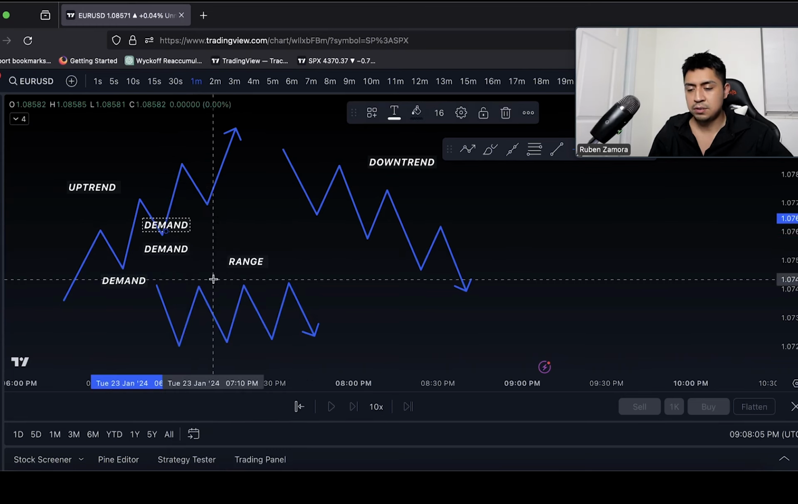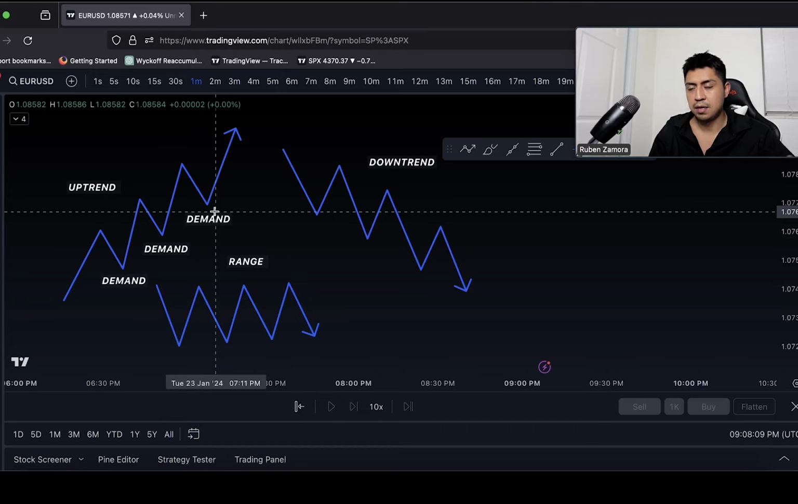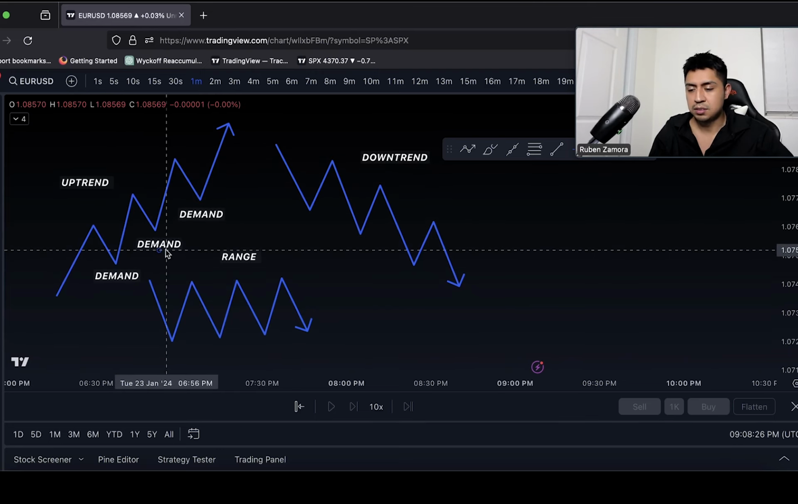Every single pullback that occurs is where buyers, retail, banks, want to add in positions to go right back up because they believe this is a nice discounted price, and that is where demand increases to continue going up. So that is demand.